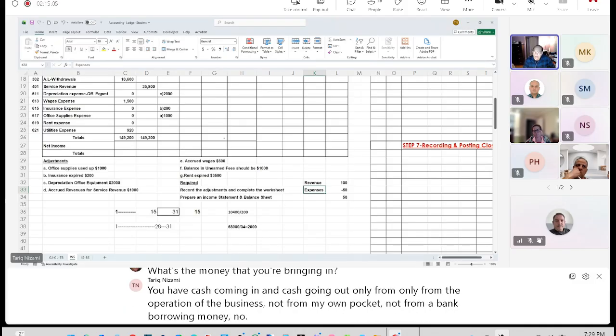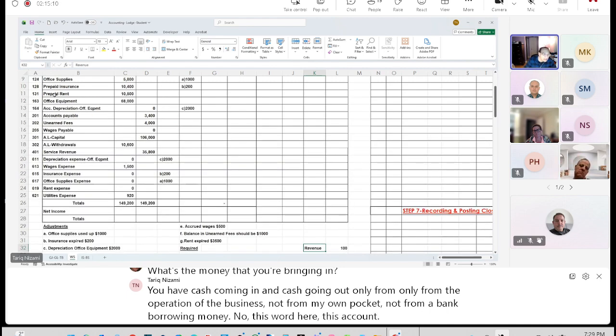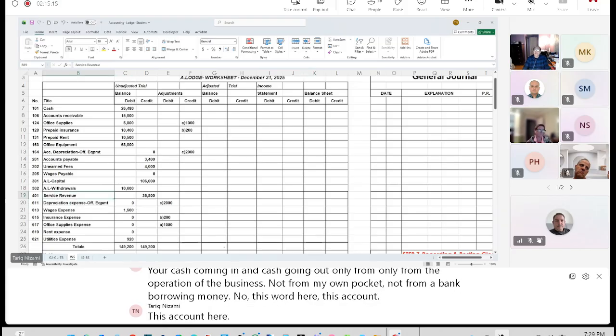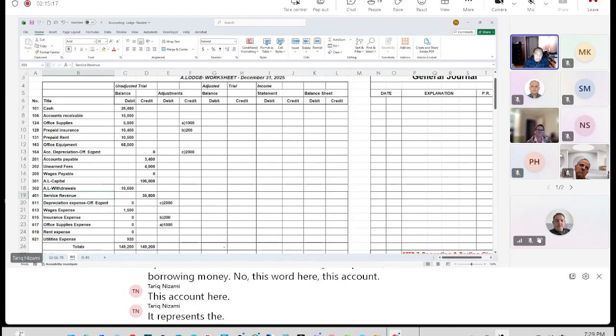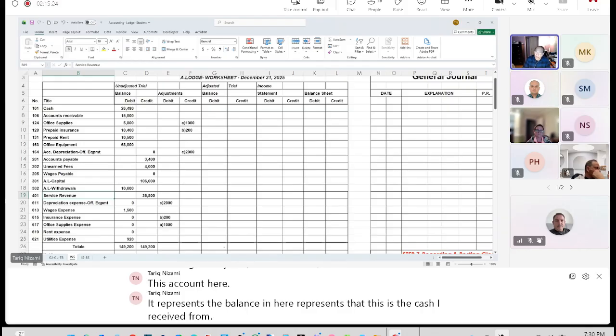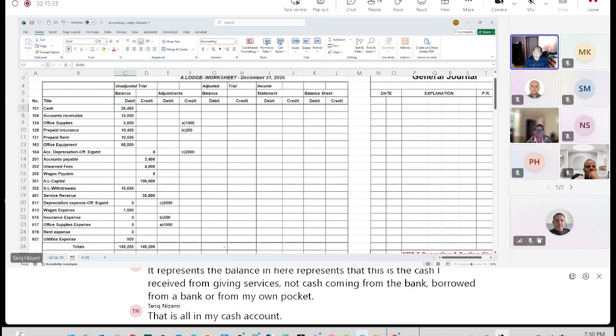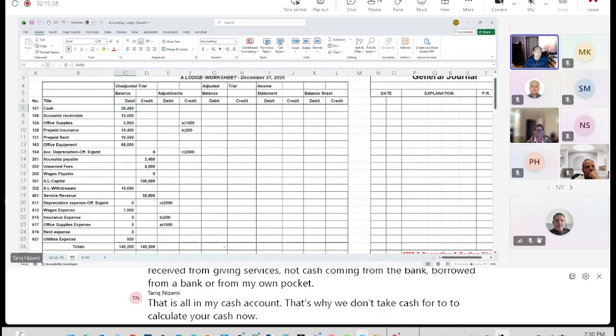No. This account here represents that the balance in here is the cash I received from giving services, not cash borrowed from a bank or from my own pocket. That is all in my cash account. That's why we don't use the account called cash to calculate your profit.